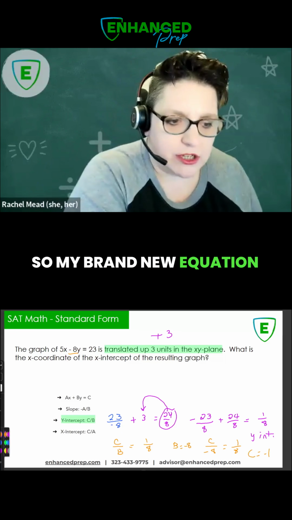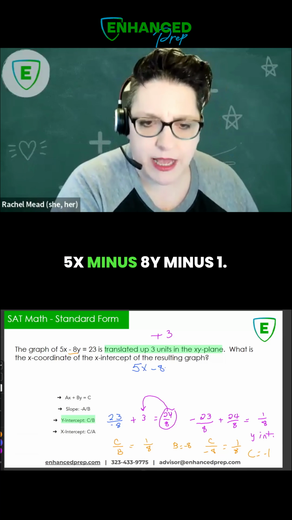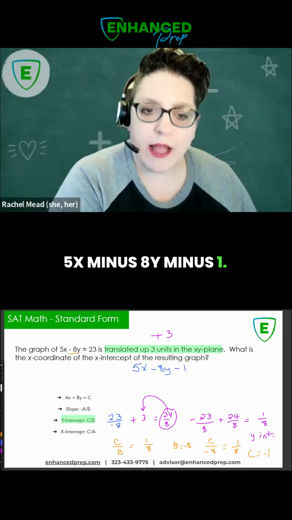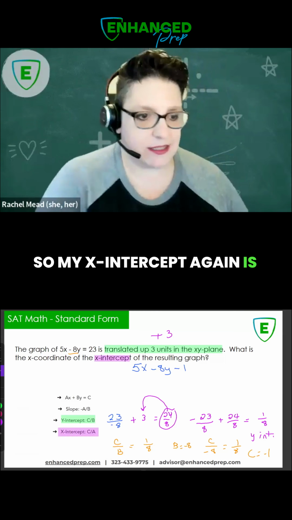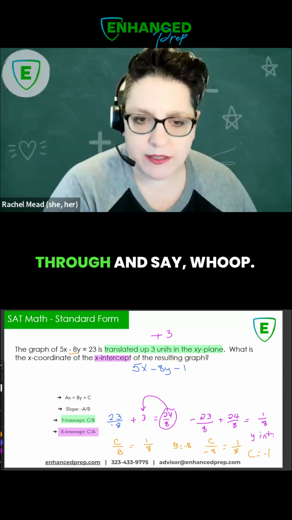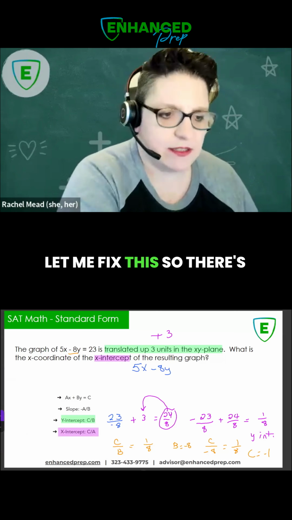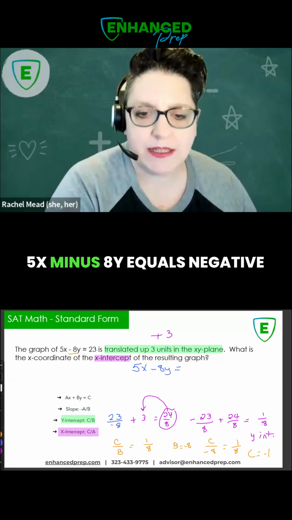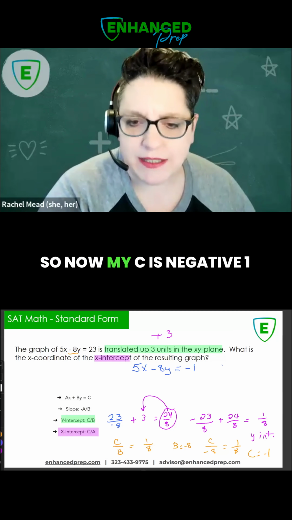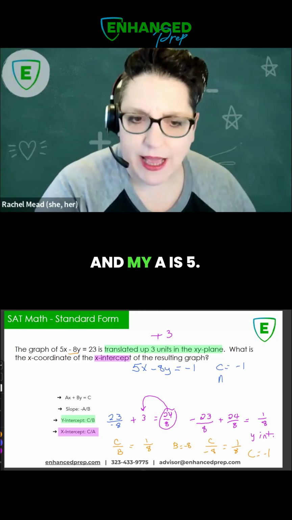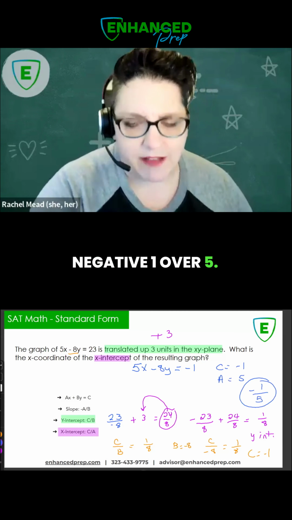So my brand new equation that we did really quickly here is coming through as 5x minus 8y minus 1. And now it's asking me about that x-intercept. So my x-intercept again is C over A. So I'm just going to come through and say, whoop, look at that. I missed my notation. So sorry. Let me fix this so there's no questions. 5x minus 8y equals -1. Equal sign is so important, of course. So now my C is -1 and my A is 5. So my x-intercept is -1 over 5. That was it.